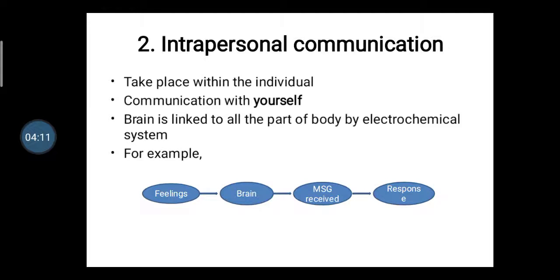You can also take the example of when you feel happy. At that time your brain gets the message that you are happy, and you can do your work very effectively, your work will be marvelous, and your work will be perfect. So this type of feeling is conveyed to the brain, and the brain takes the message and gives the response.